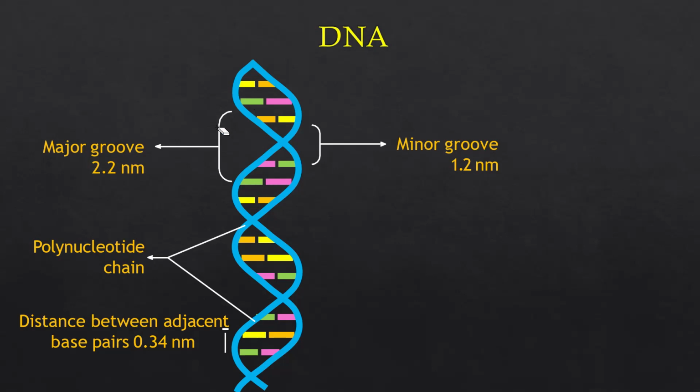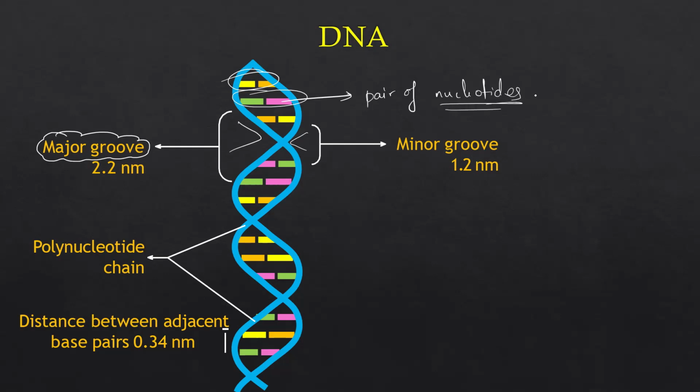You see here, this is the double helix structure of DNA. If you see here, there is a major groove and a minor groove. And if you see this double helix, the two strands are joined by the nucleotides. This is one pair of nucleotides, this is another pair of nucleotides.